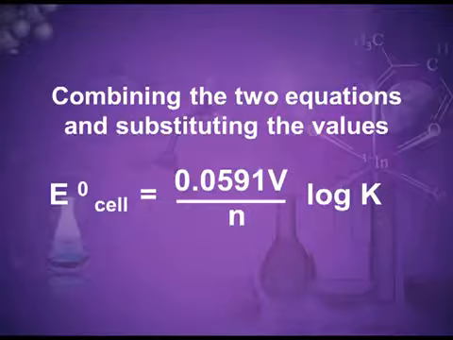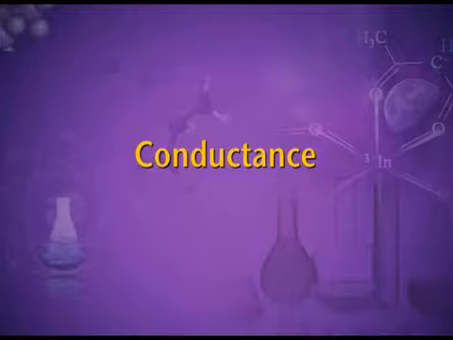Dear children, now let me switch over to the new topic, that is conductance. In our everyday life, we come across normally and majorly two types of substances. The substances which can conduct the current are known as conductors, and there are some substances which do not allow the current to pass through them. They are known as insulators.